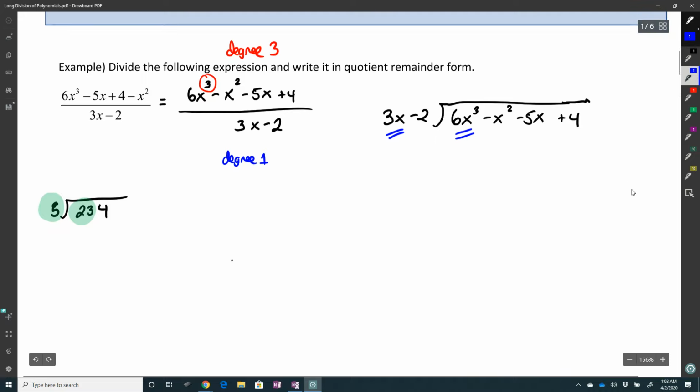Okay, so on the side, we're going to do 6x cubed divided by 3x. If we do that math, one of the x's cancel, 6 over 3 is 2. We get 2x squared. That's the number that goes on top.